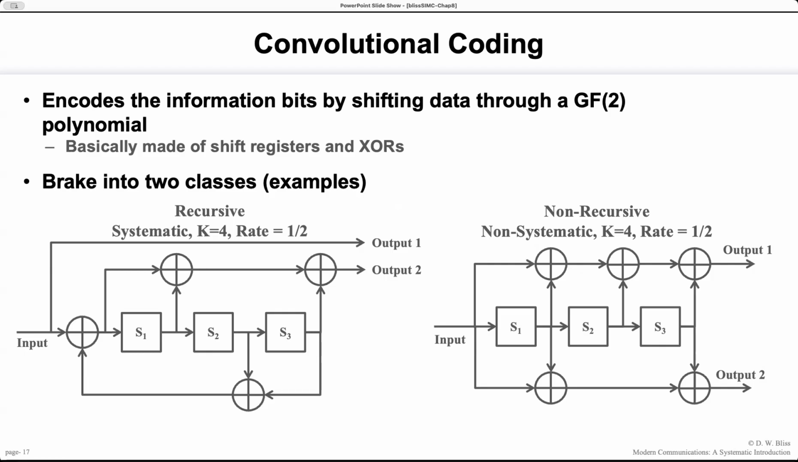In the example on the left, you can see that one of the lines is basically not affected at all. And so it's a systematic code because every information bit is directly exposed. You can see that information bit. And then we have this sort of complicated diagram that produces another bit. And that complicated diagram is built out of summing bits or exclusive ORs, if you like, and a shift register.